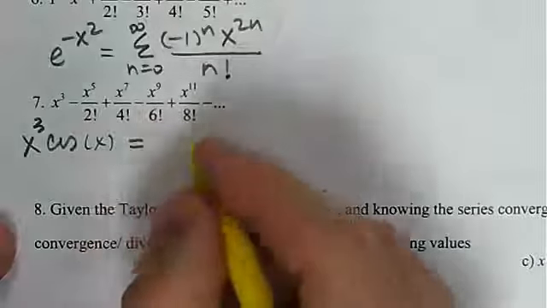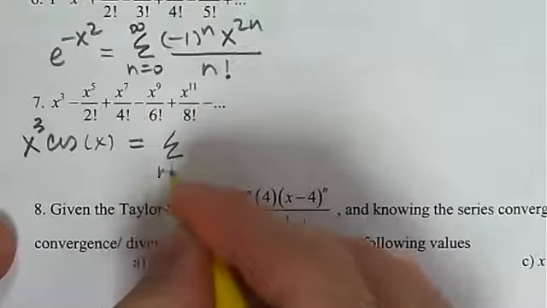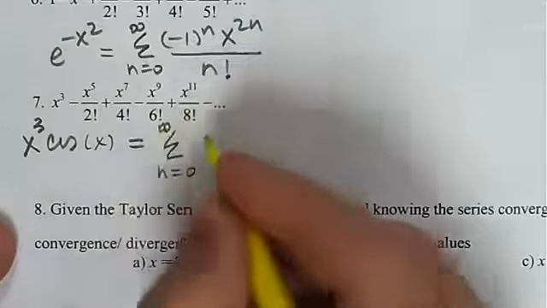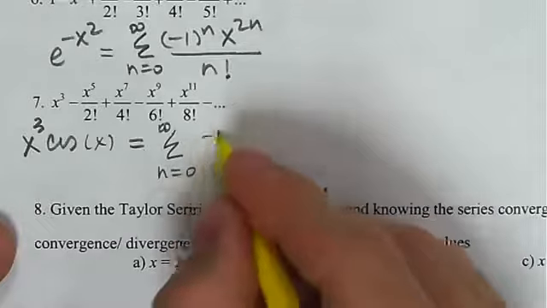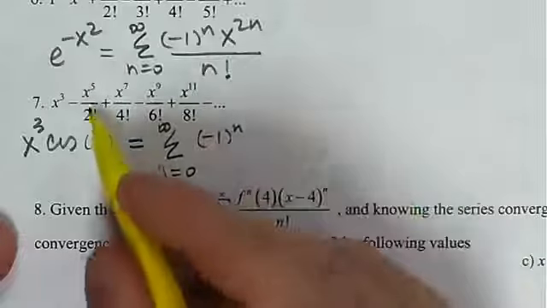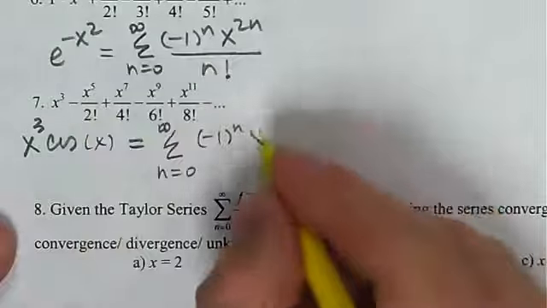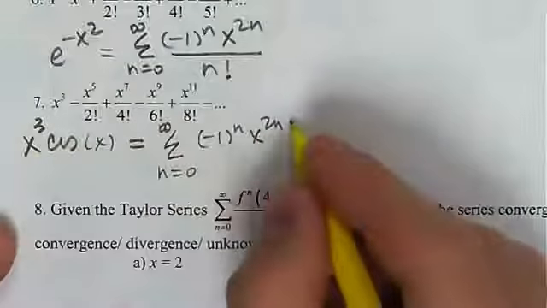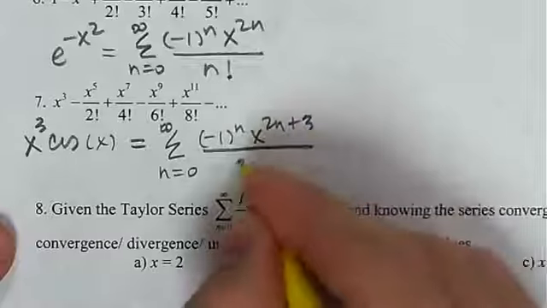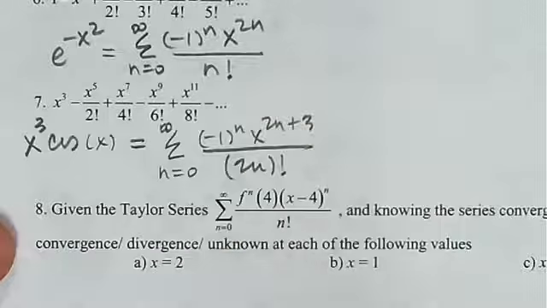And I'm going to cook up a general rule. It's alternating. I would normally have x to the 2n over 2n factorial, but I've increased the powers by 3, so it would be x to the 2n plus 3 over 2n factorial.